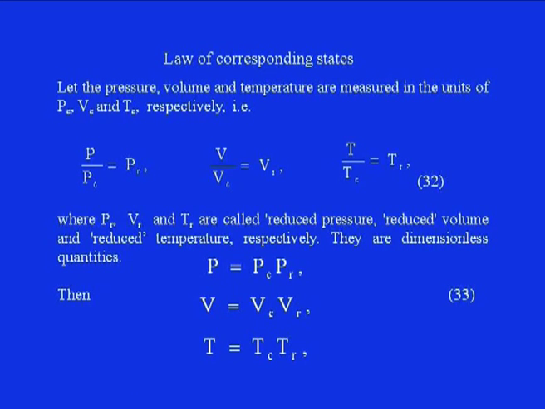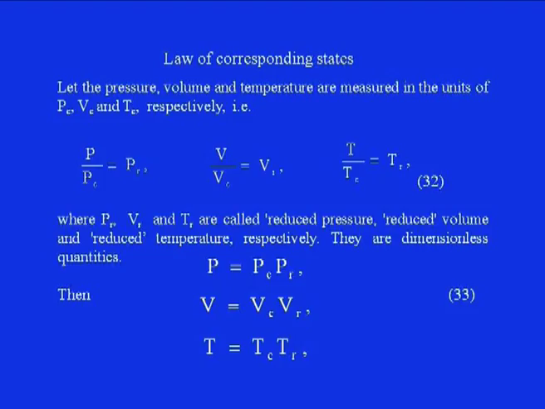So, if you substitute the values of P, V, T in the Van der Waals equation, what will you get? You will get P r plus 3 by V r square into V r minus 1/3 equal to 8 by 3 into T r. If you inspect that equation, immediately you will feel happy because A and B do not appear directly. So, this equation does not contain the constants A and B, which are characteristic of a system. Therefore, it is a universal equation valid for all substances. This equation is known as the reduced equation of state of Van der Waals gas.